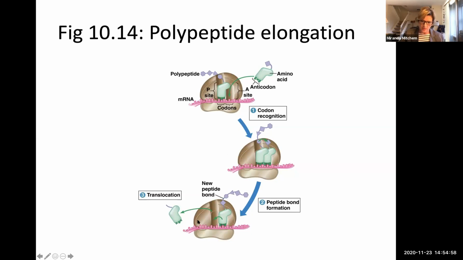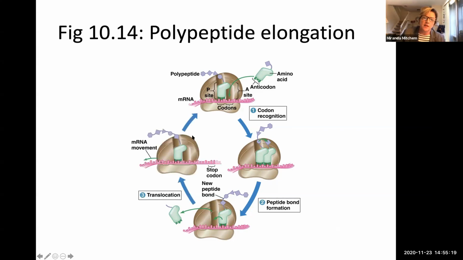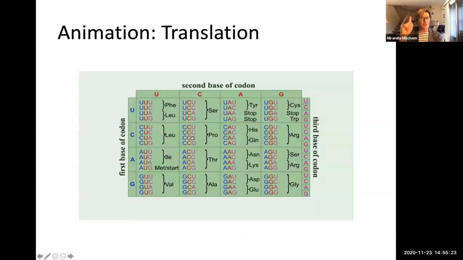And here comes translocation. Now we're ready to move everything down by one site at a time because this transfer RNA molecule is done. It already brought in the amino acid. Now it can go back and get another one and be set up and used again, but it's done for us. So everything just moves over one spot. And the process goes on until one of the stop codons is hit.